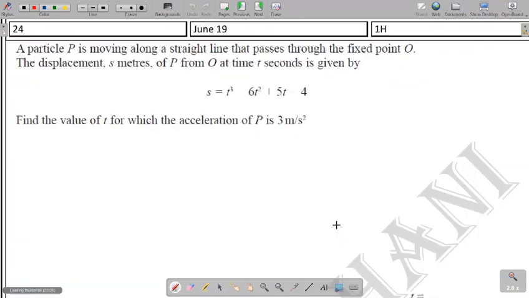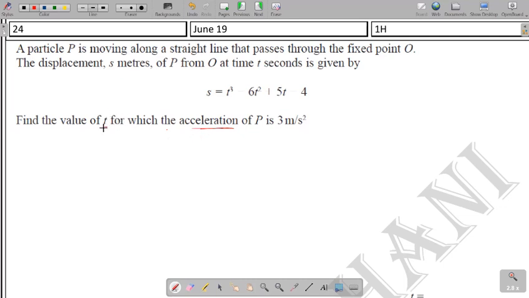Let's do another question. Question 24, June 2019, paper 1H. A particle P is moving along a straight line that passes through the fixed point O. The displacement s meters of P from O at time t seconds is given by s equals t cubed minus 6t squared plus 5t minus 4. Find the value of t for which the acceleration of P is 3 meters per second squared.